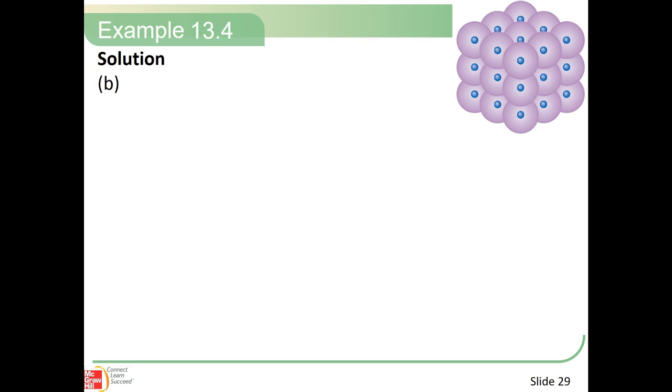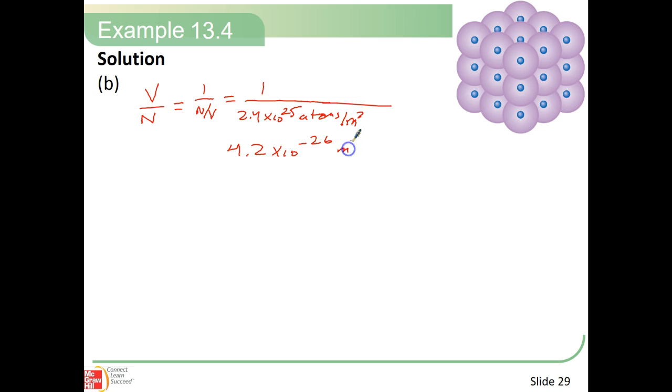They wanted to find the distance between the atoms. So to do that, we're going to say that we have V over N. That's equal to 1 over N over V, which we found earlier, and that's equal to 1 over 2.4 times 10 to the 25th, and that, remember, was atoms per cubic meter. And so this will give us 4.2 times 10 to the negative 26 cubic meters for every atom. So we've just flipped it is all we've done.